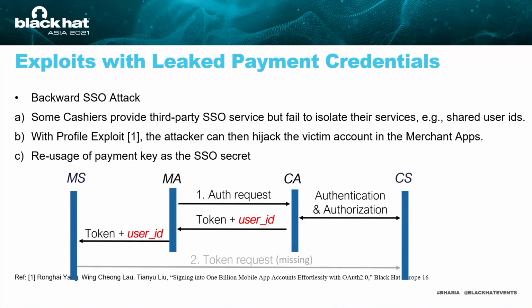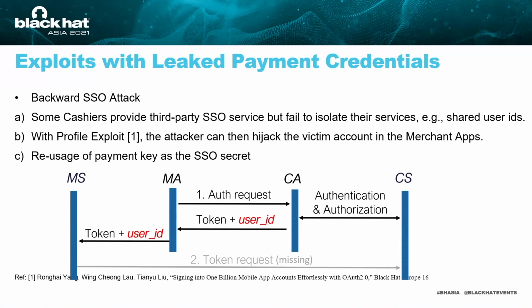The third type of exploit is related to the single sign-on service. Actually, some cashiers also provide third-party authentication service through single sign-on. In other words, some mobile apps can integrate the single sign-on and payment service from the same service provider.